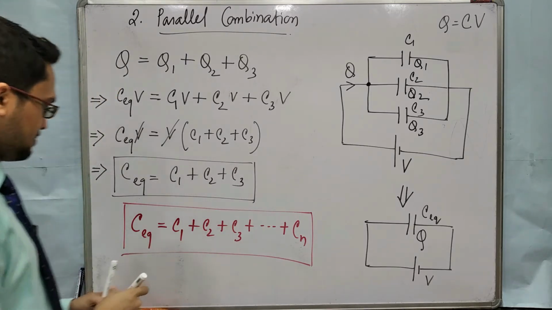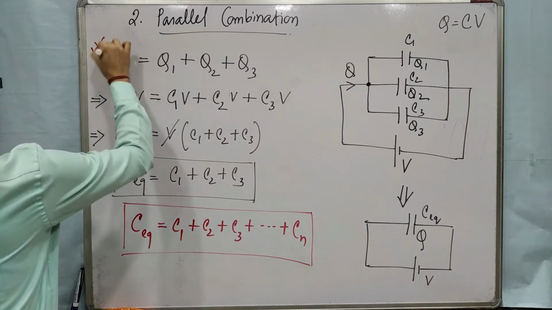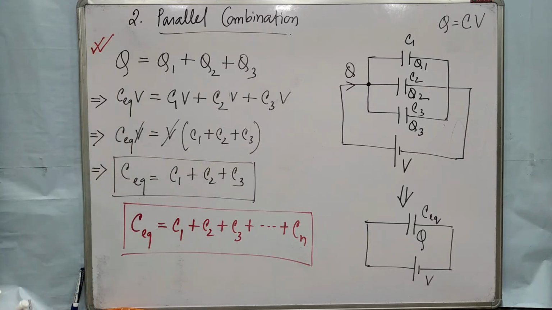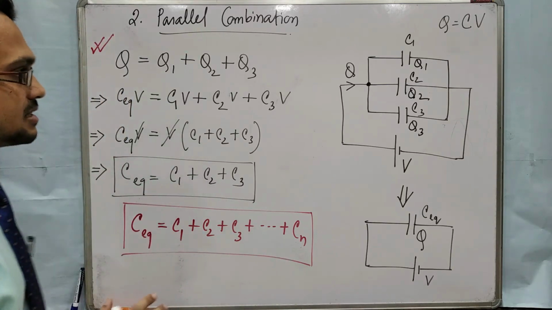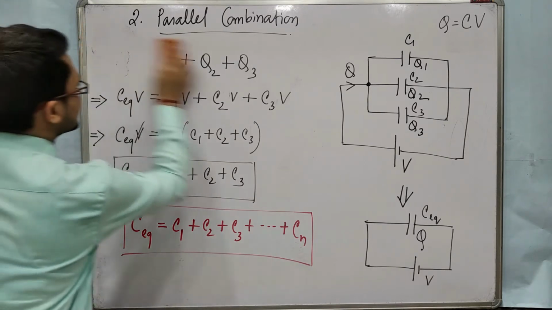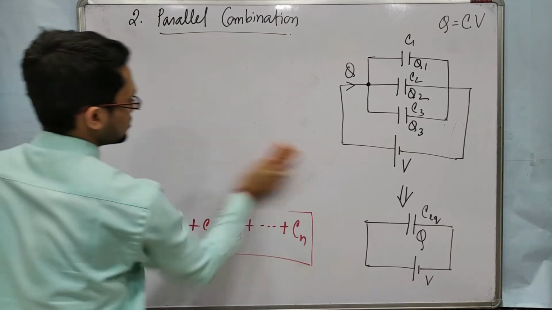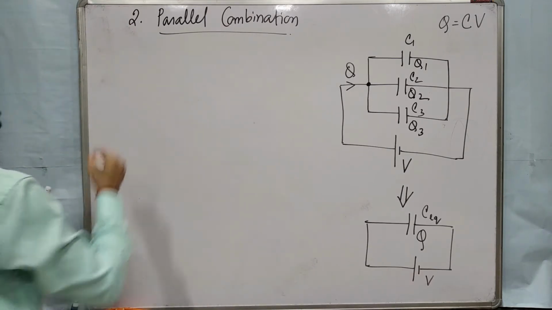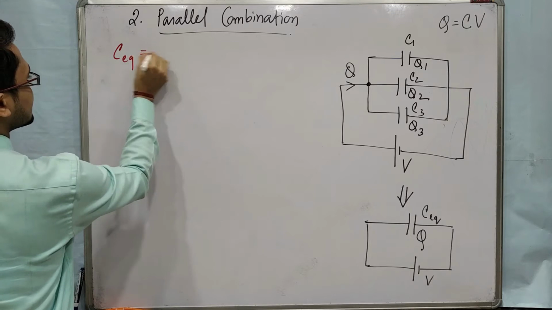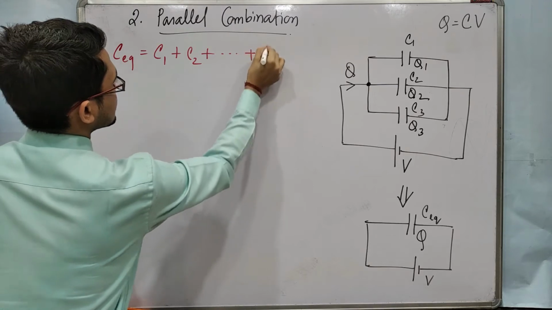Clear. So again I am writing a few points regarding this circuit. I am writing this equation at the top. This derivation is also important for your board exam: derive the equivalent capacitance of a parallel combination of capacitors. Practice this derivation. So again I am writing a few points regarding this equation and this circuit. The equivalent capacitance in the parallel combination is C1 plus C2 plus dot dot dot Cn.